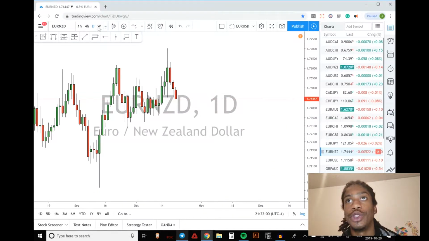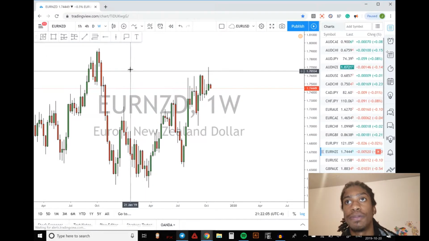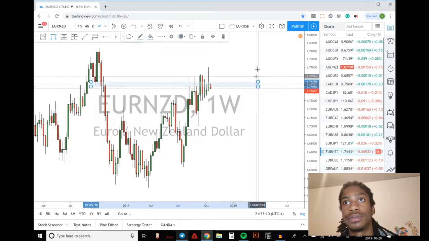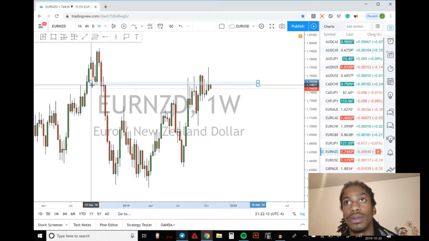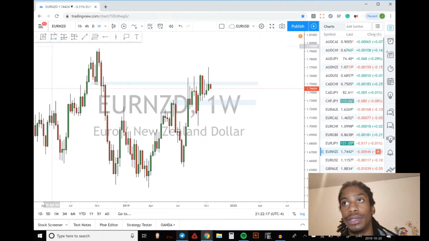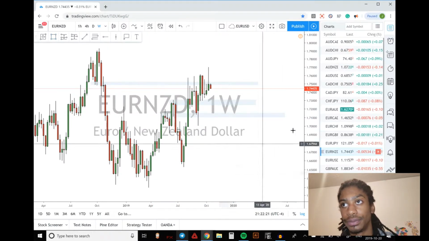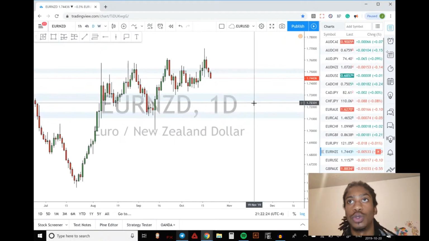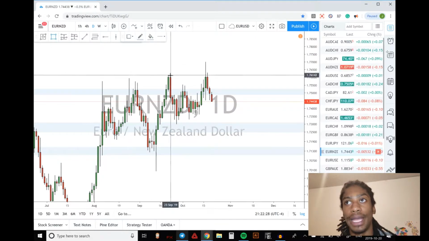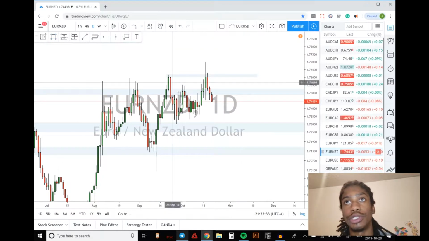Next one will be the Euro New Zealand. Now this pair is having a hard time at this resistance. Right, and then we also have a support area around here, another support area around here, just like this. So daily time frame, I can see we have this support area, so we got a really nice opportunity there.